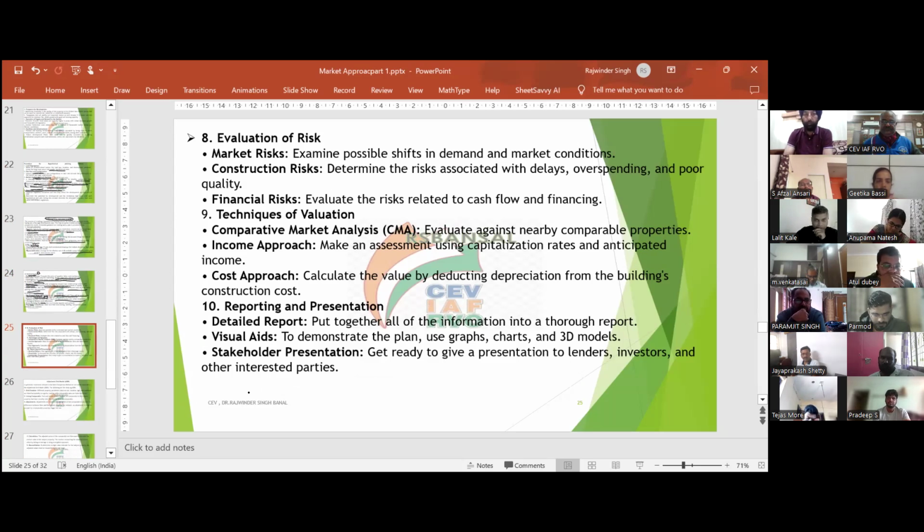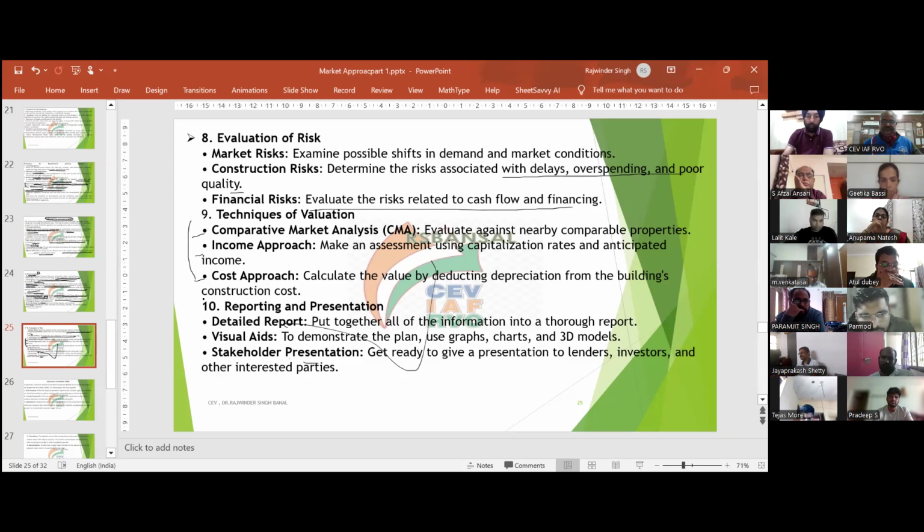So you have to examine possible shifts in demand and market supply conditions, and construction risk: determine the risk associated with delays, overspending, and poor quality. Then financial risk related to cash flow and financing. Then techniques of valuation: you may use the comparative approach method, income approach, or cost approach, depending upon the type of building to be constructed.